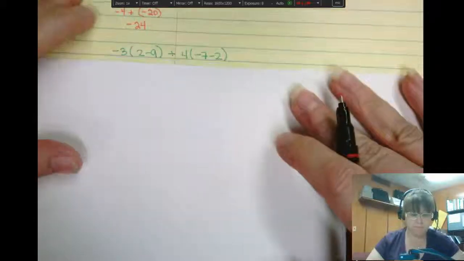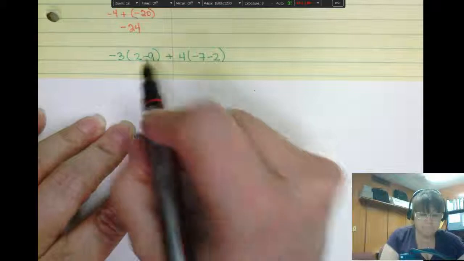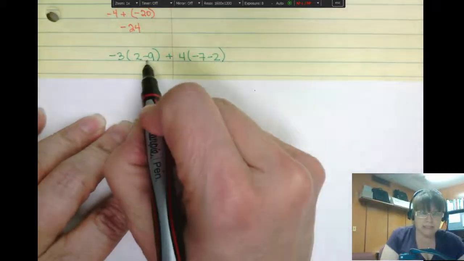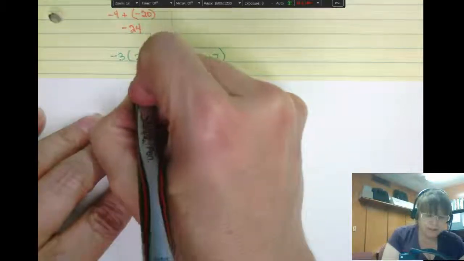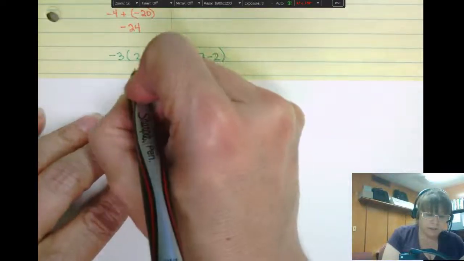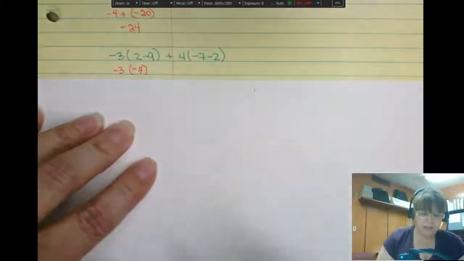Let's try another problem. Again, we do parentheses first. 2 minus 9, they're opposite signs, so we take the difference, which is 7, keep the sign of the larger, which is negative. Going to bring down that negative 3.